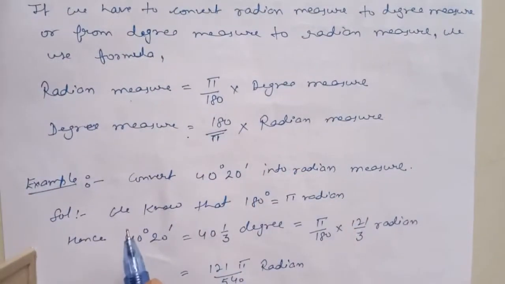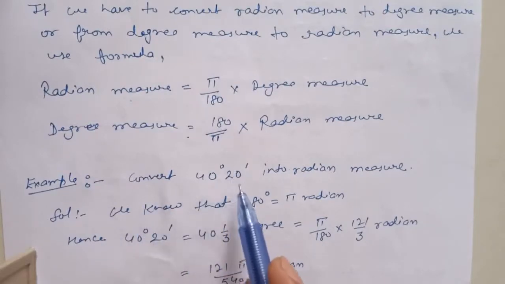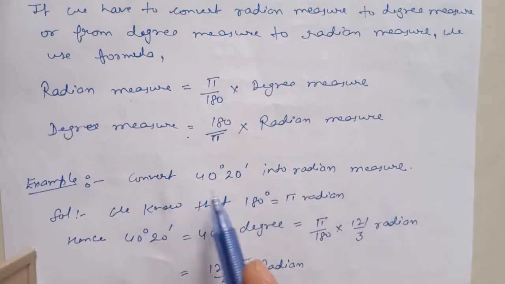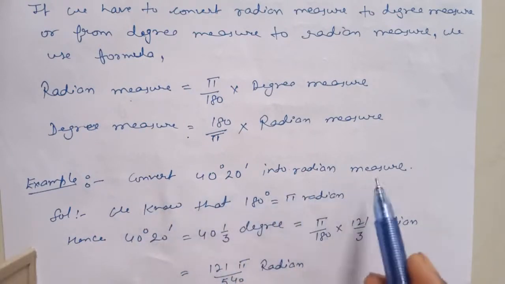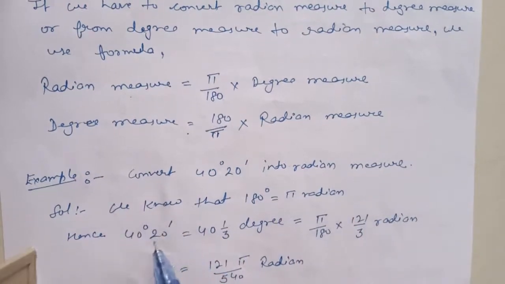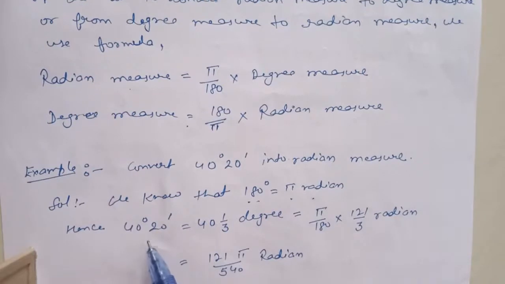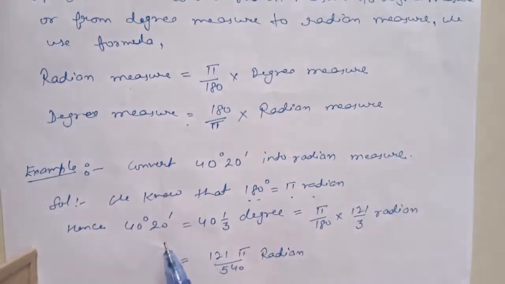Now take an example. Convert 40 degree 20 minute into radian measure. The solution is, we know that 180 degree is equal to pi radian. We have read earlier that 180 degree is equal to pi radian. Hence 40 degree 20 minute is equal to 121 by 3 degree.